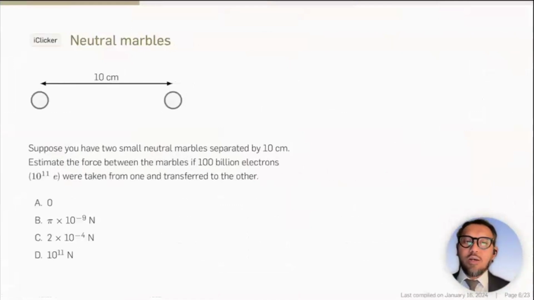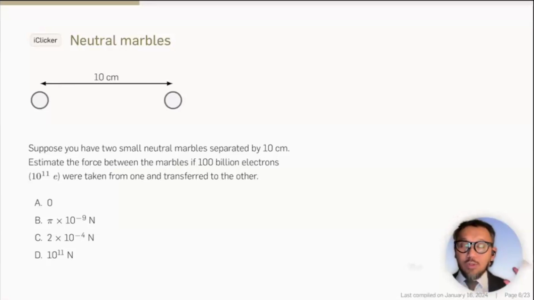All right, so this is an iClicker question. So I'm going to ask you to pause the video after you first read this question. Okay? Can you do that for me or for yourself?